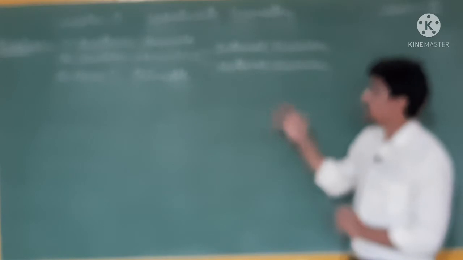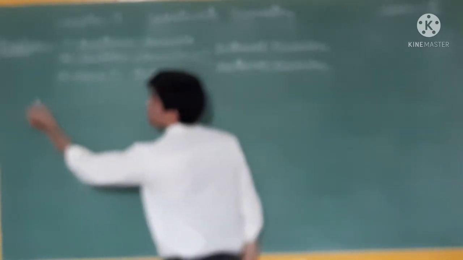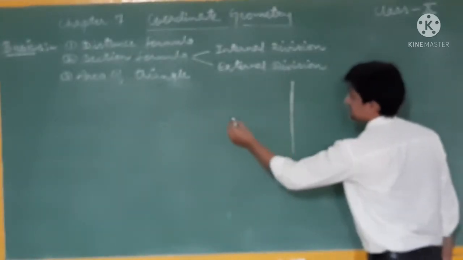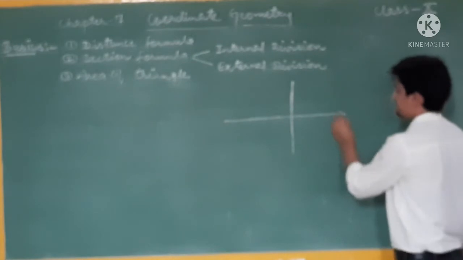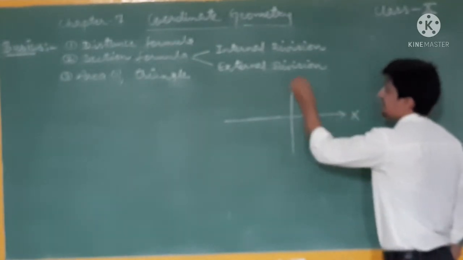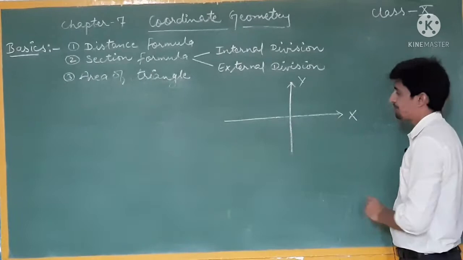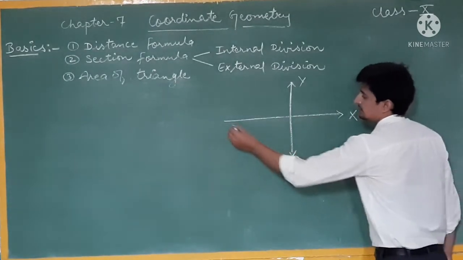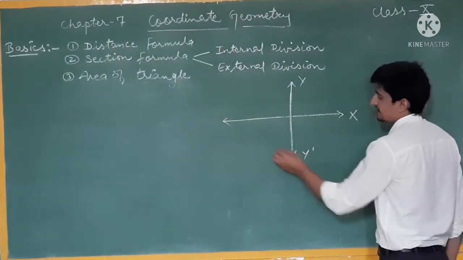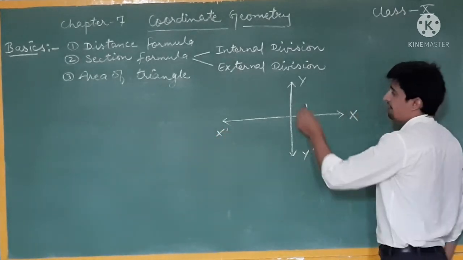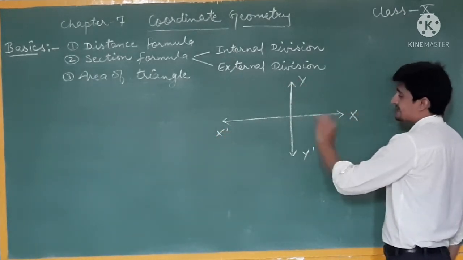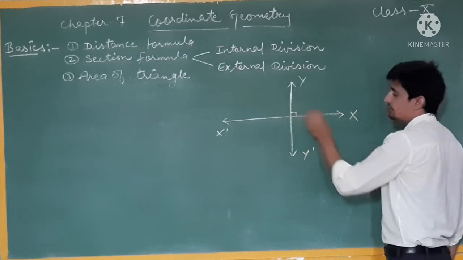Before going on to these three topics, I would like to tell you about coordinate geometry which we studied in the 9th class. First of all I will tell you about the axes. Here we have the x-axis, and this one we have the y-axis. Understood? This is y dash and this is x dash. Remember this thing, that the x-axis and y-axis will always be perpendicular to each other.